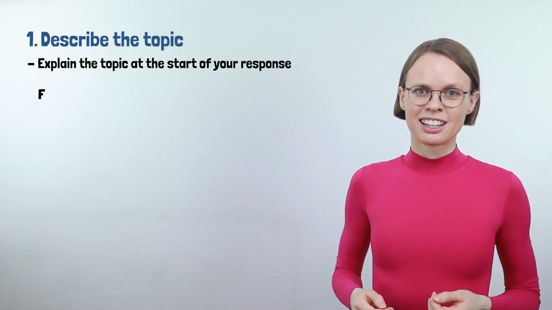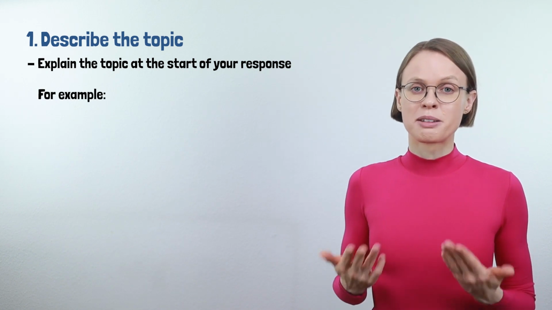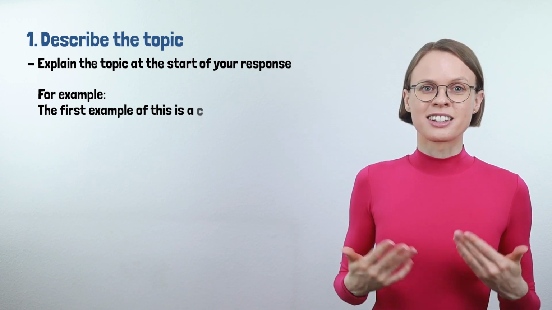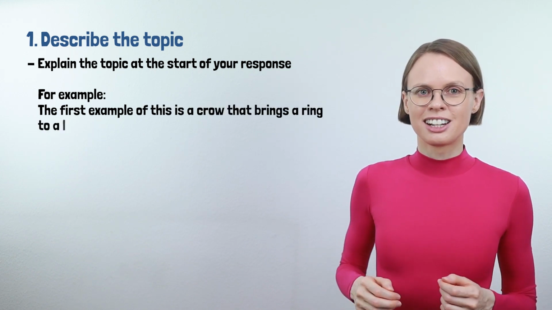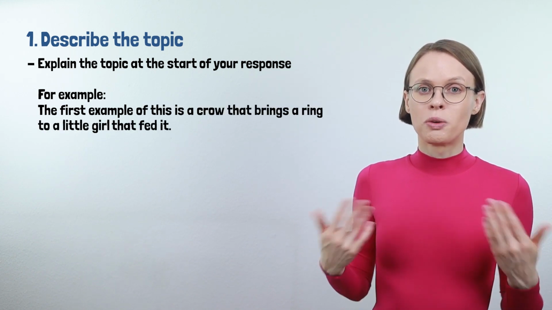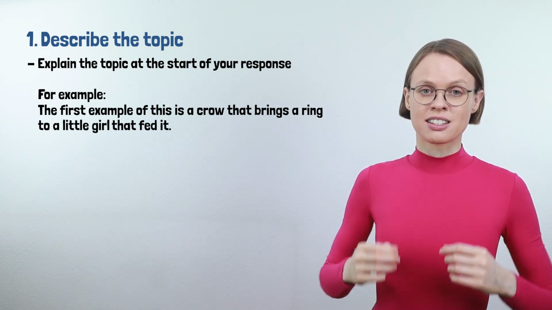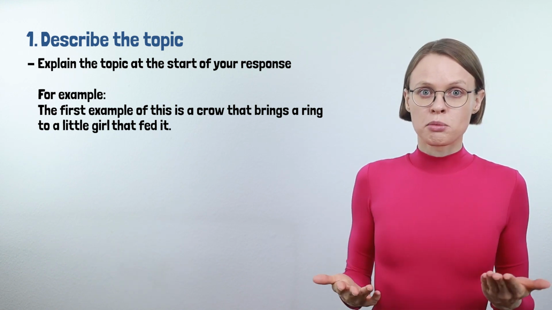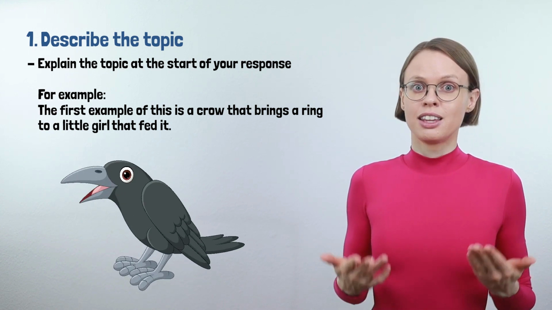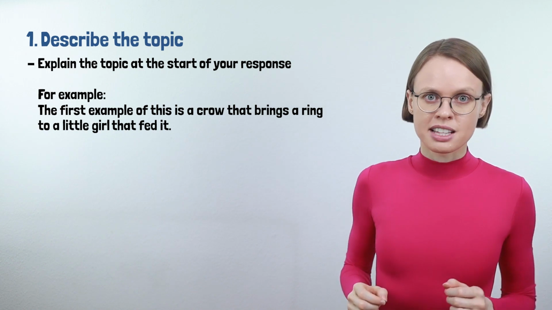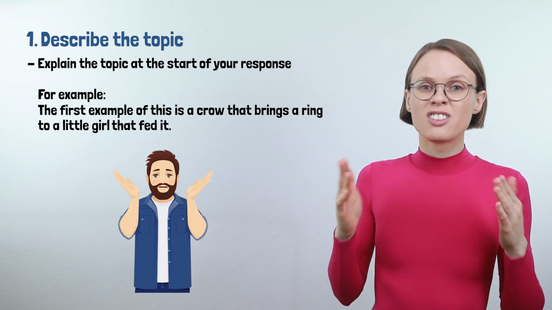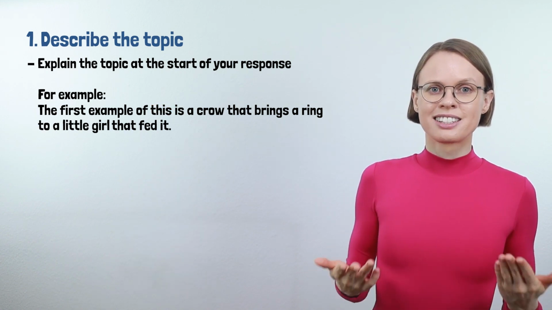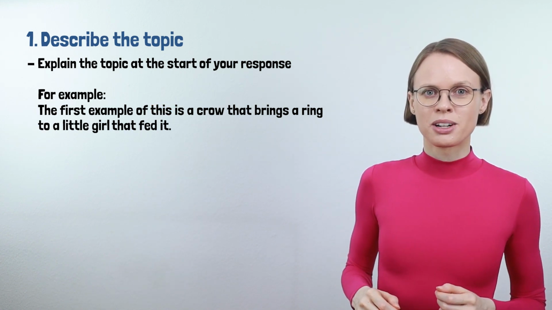Here's what I mean. Let's say I start my response with, the first example of this is a crow that brings a ring to a little girl that fed it. Well, I summarized the example, but what am I talking about? Am I talking about caring for animals? Your friend and the TOEFL examiner do not know what this means. You have to explain.